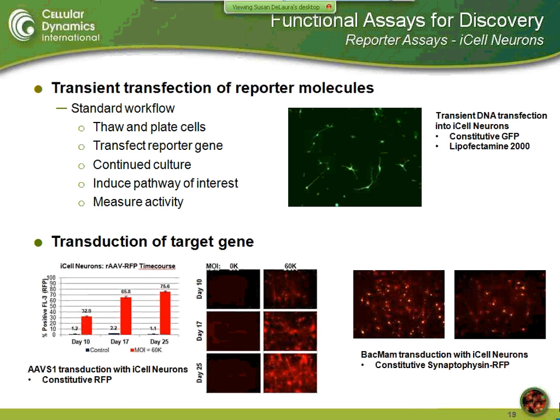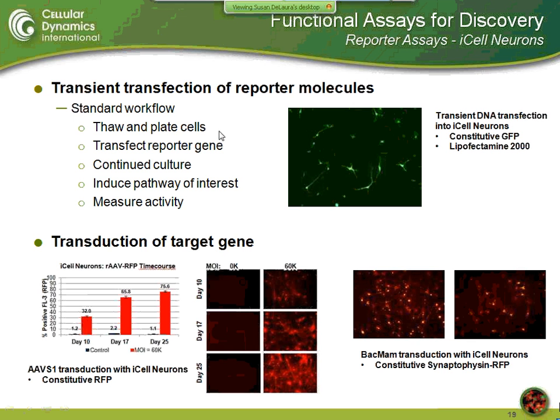Another thing that we knew the cells could be very useful for is disease modeling. And in order to do that, sometimes you may need to do transient transfections or transduction of specific target genes. So we've looked into the capability of the iCell neurons, whether or not they're able to be transfected or transduced, as neurons are typically known to be very difficult to transduce or transfect. We are able to get transient transfection of the cells.